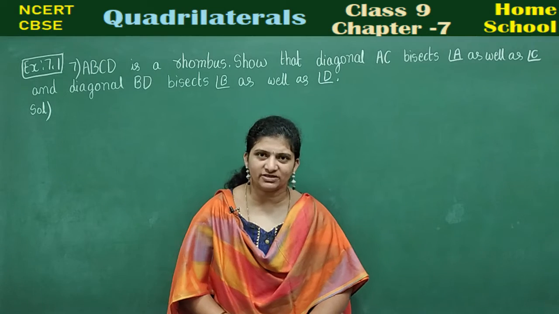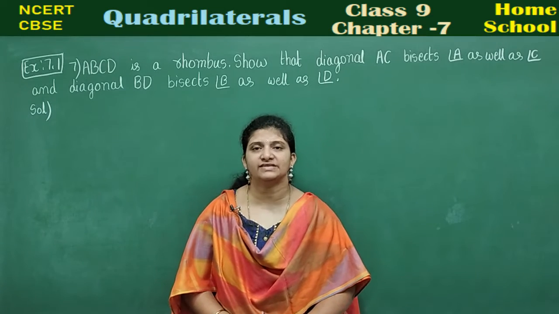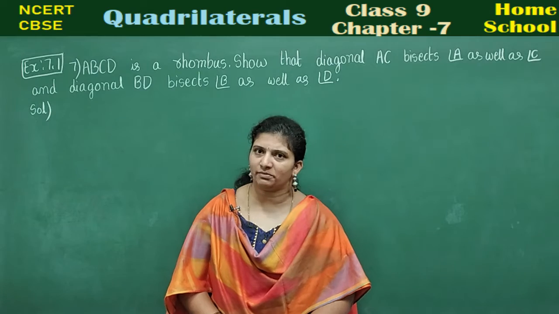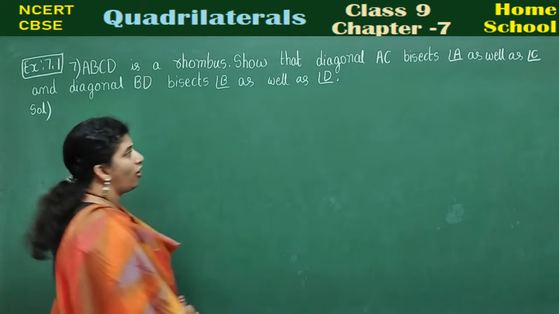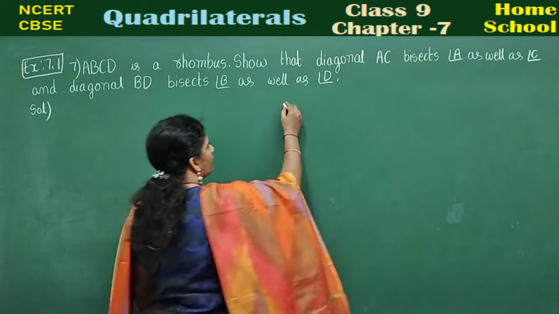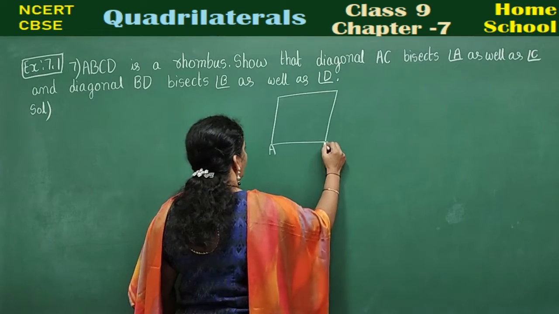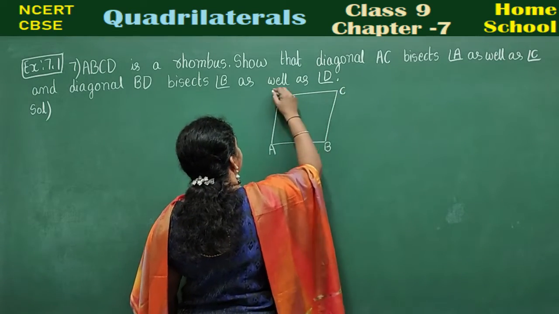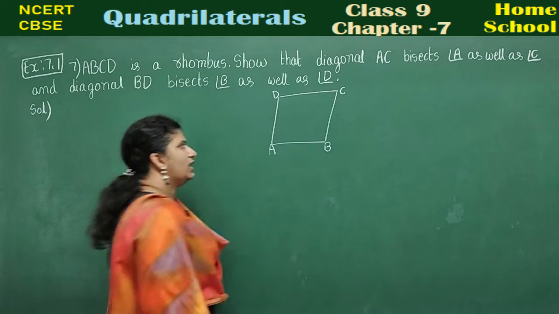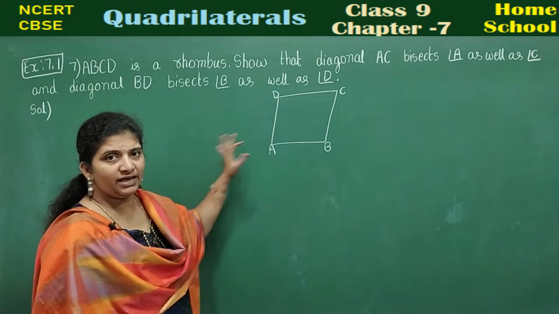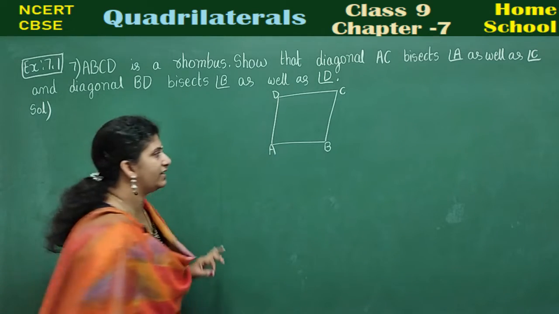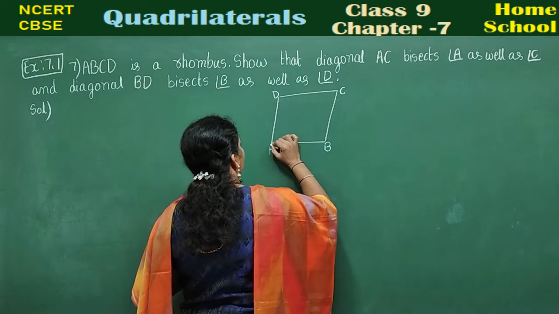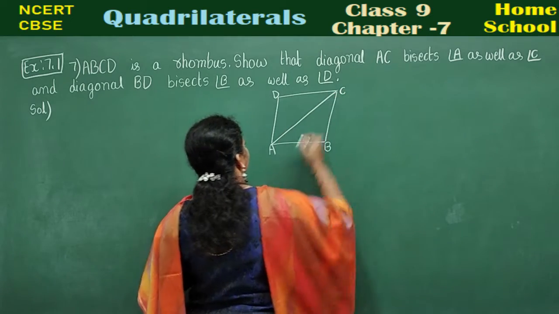We are in our Chapter 7 Quadrilaterals, Exercise 7.1, your problem number 7. ABCD is a rhombus. Let me draw a rhombus here. ABCD. ABCD is a rhombus. Show that diagonal AC. We need to draw the diagonal AC.